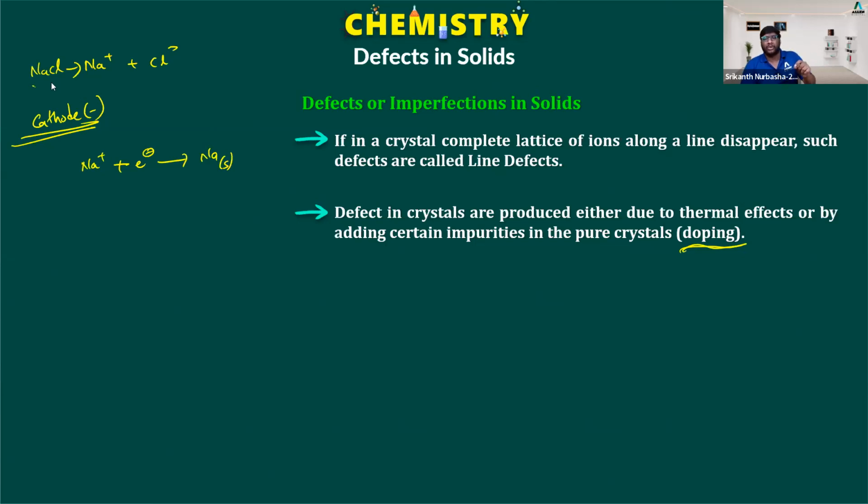The impurity I told you, CaCl2, whenever you add it to NaCl, the Ca2+ occupies some of the lattice sites of Na+. Because of that, what happens? If I am doing the electrolytic reduction of NaCl, I can take molten NaCl, which produces Na+ and Cl-. Na+ will go and deposit at the cathode. But the melting point of NaCl is high. To decrease the melting point, what can I do? I can add CaCl2. You may ask a question: how will the CaCl2 addition decrease the melting point?